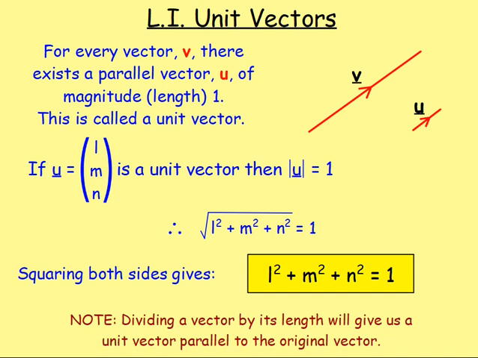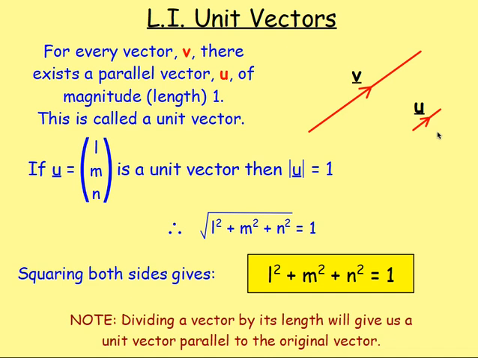We then moved on to look at unit vectors, which was lesson 2. And for every vector, there exists a parallel vector u of magnitude or length 1. So here, if you have a vector v, there's going to be a vector that's the same direction as that, but it's only got a length of 1. And that would be known as a unit vector.